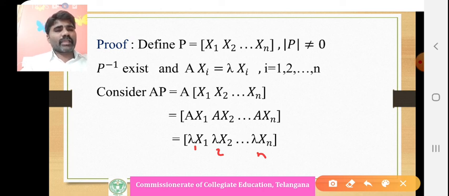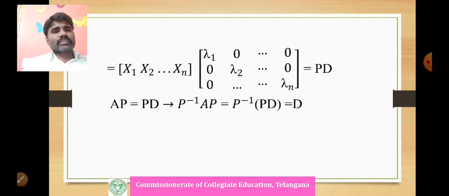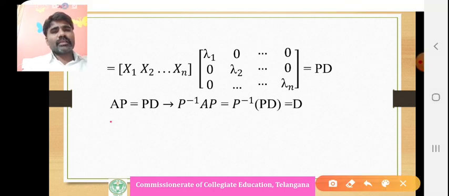So A x1, A x2, A xn equals lambda 1 x1, lambda 2 x2, up to lambda n xn, by the definition of eigenvalues and eigenvectors. That equals x1, x2, xn into the diagonal matrix with entries lambda 1, lambda 2, up to lambda n, and zeros elsewhere. This is again P into D, where D is a diagonal matrix. That implies AP equals PD.